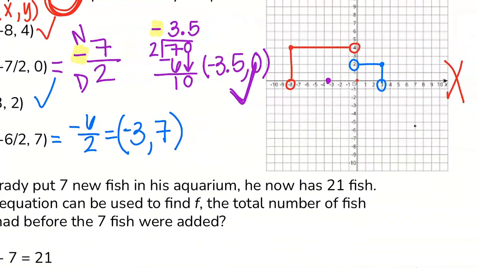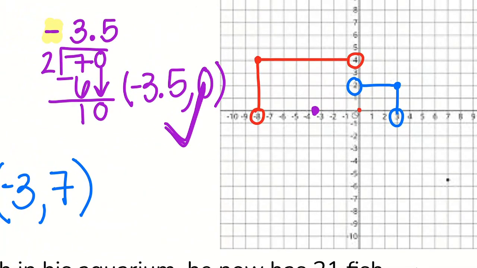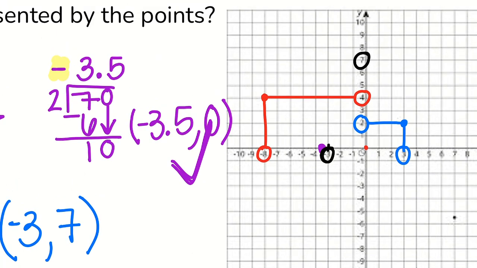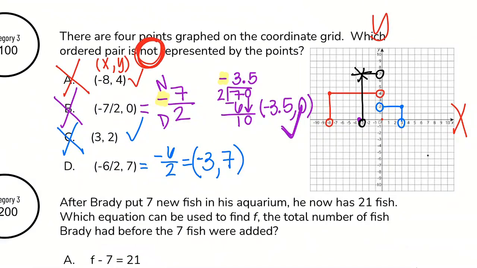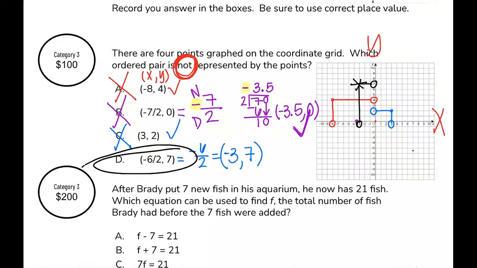So 3 over -3, which is going to be to the left. 1, 2, 3. And then I guess I should change colors. Okay, over -3, up all the way to 7. And if y'all look, there's not even a dot up there. There's nothing going on. So that's our one that's not on the board. So our answer is D.